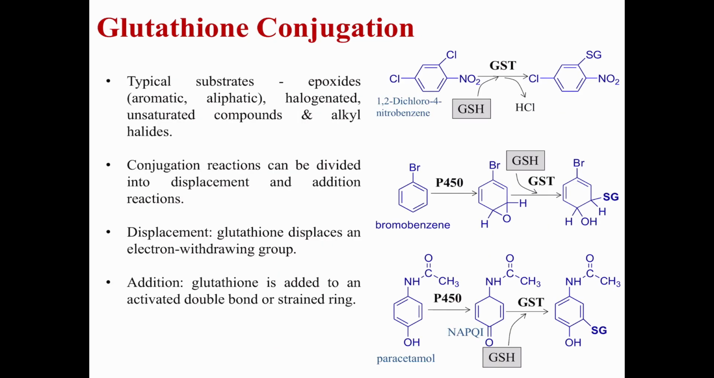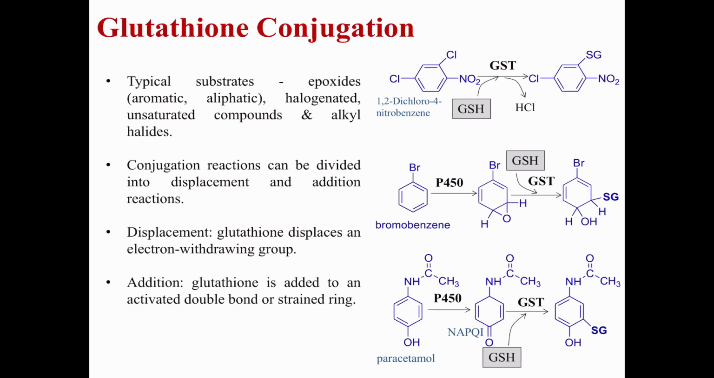Typical substrates for glutathione conjugation include epoxides, both aromatic and aliphatic, best known as being present in glues and solvents, and also some halogenated unsaturated compounds and alkyl halides. Some examples are given in the diagrams on the right, including dichloronitrobenzene, bromobenzene, and our worked example paracetamol.